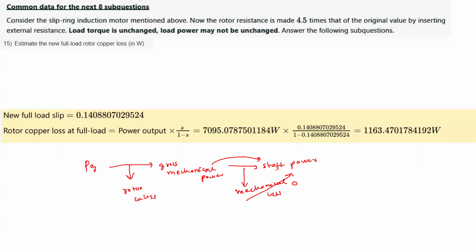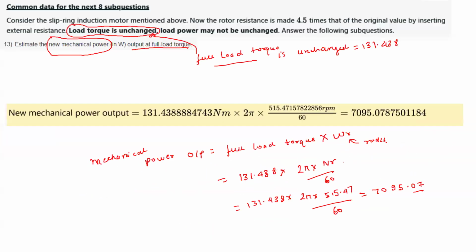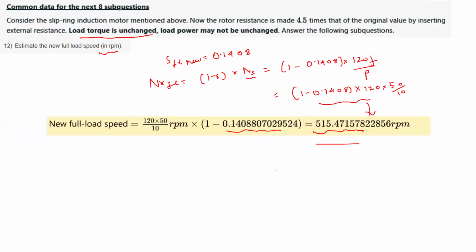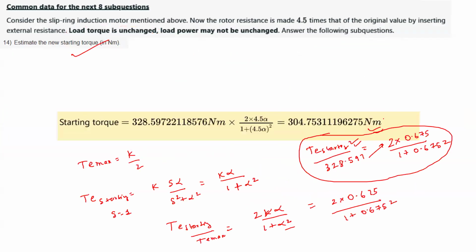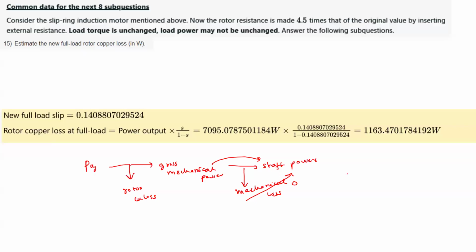So we have found the shaft power. Where is it? We have found it as 7095. So the gross mechanical power is 7095. This is air gap power minus rotor copper loss.